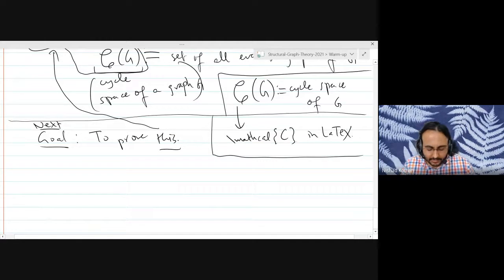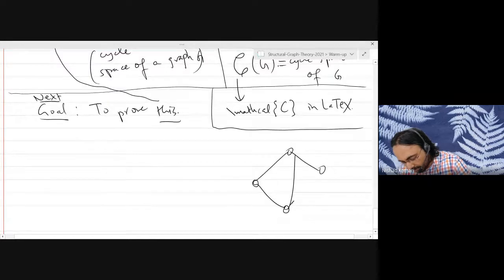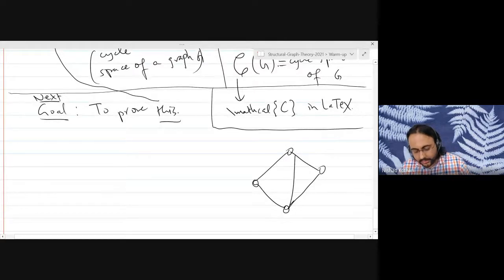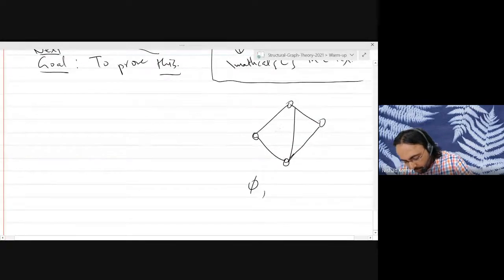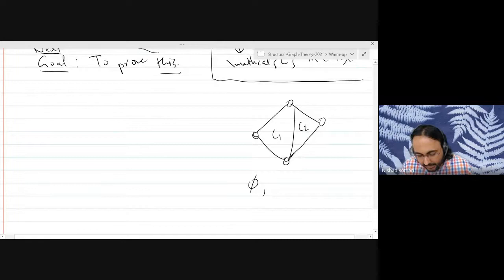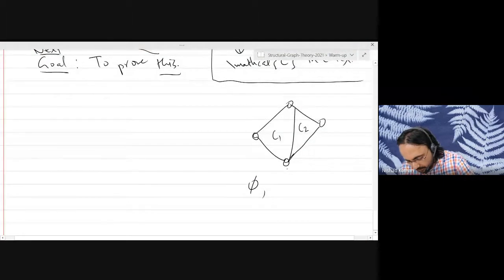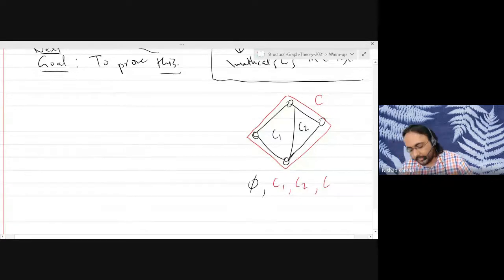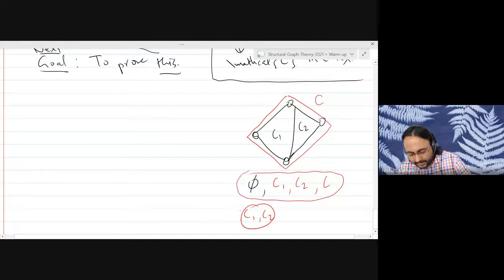For example, if you look at this particular graph, you want to generate the cycle space. What are the elements of the cycle space? You have got the empty set, you have got this triangle C1, you have got this triangle C2, and then you have the outer cycle, which is in red color, C. So you've got empty, C1, C2, and C. And in this example, I think you can show that C1 and C2 form a basis because you can generate all the four vectors using C1 and C2.